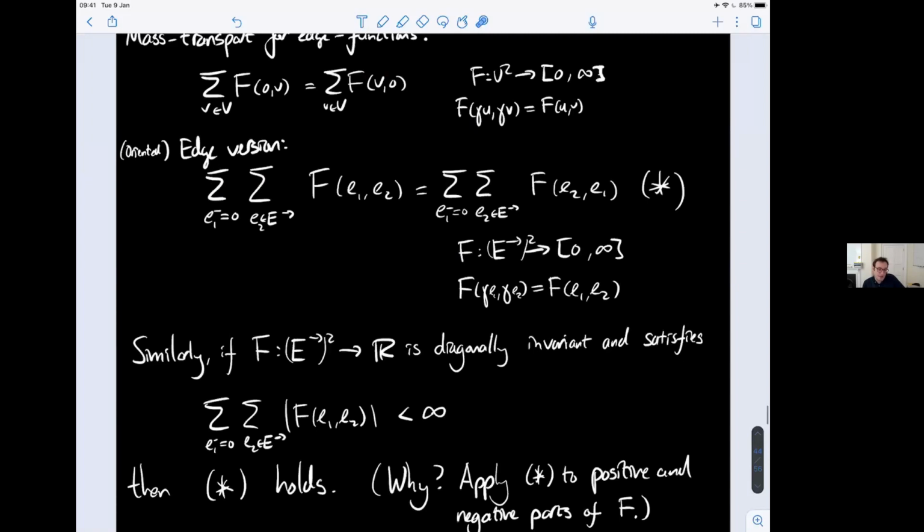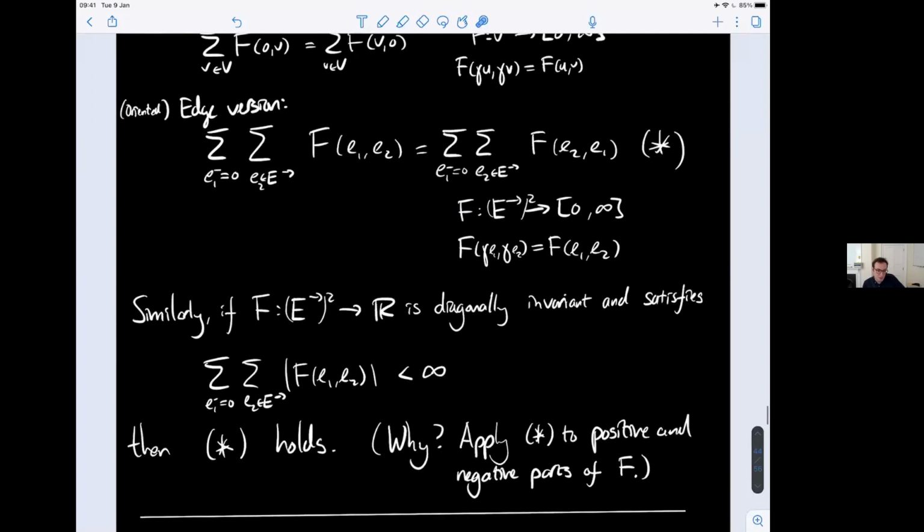Okay, and it turns out that that is a perfectly legitimate thing to do, provided that you have this absolute integrability condition. So if our function is now to R instead of the non-negatives, but it has this property that summing the absolute value gives you a finite number, where again you're fixing the origin, so you're summing over these coordinates in edges incident to the origin. The second one is over all edges, and of course it's the same as if I did it the other way around by the mass transport principle. If this is finite, then the principle still holds.